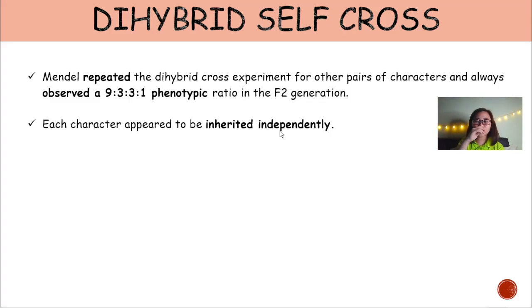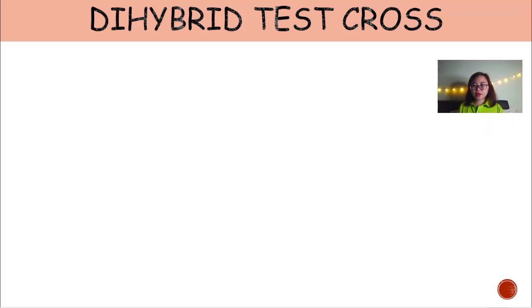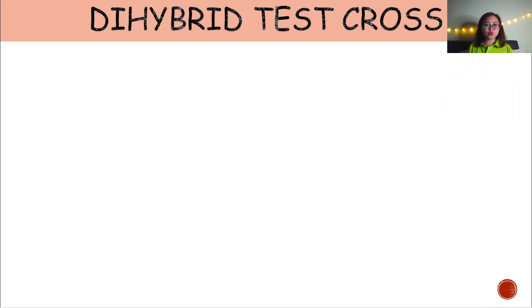independent. Okay? Kalau dia tall plant dengan dia punya purple flower, dua ciri itu tidak mempengaruhi antara satu sama lain. That is what is meant by inherited independently. Okay. We're going to go into more dihybrid. We're going into dihybrid test cross.